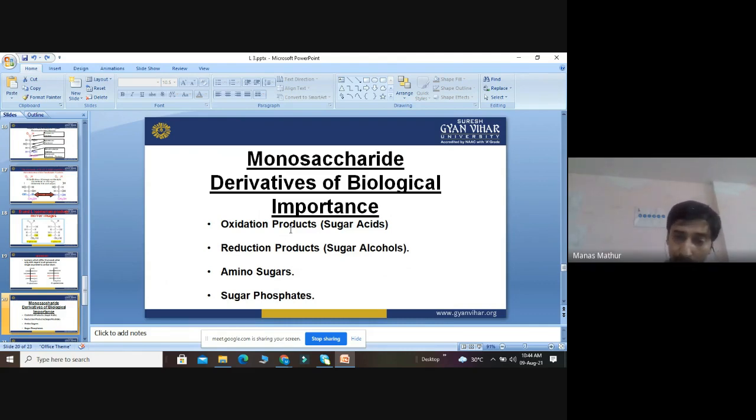They will produce amino sugars. They will produce sugar phosphates. So these are the main derivatives of biological importance: sugar acids and sugar alcohols. Okay, so if there is oxidation in monosaccharides, they will produce acids. If there is reduction, they will produce alcohols. Besides that, they produce amino sugars and sugar phosphates, which are of prime importance.